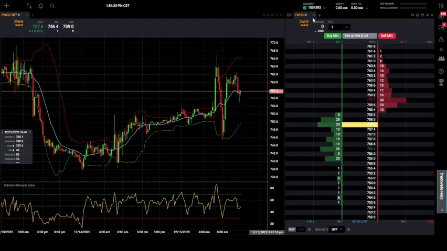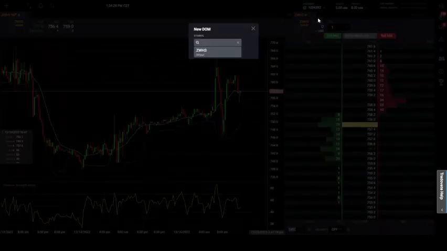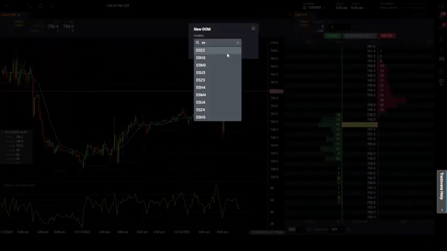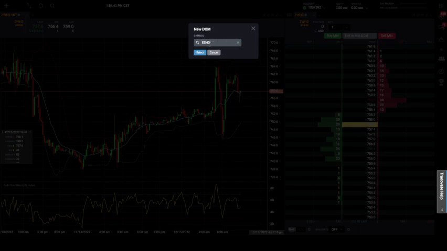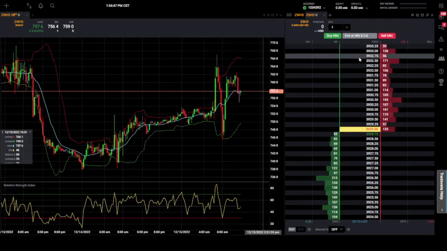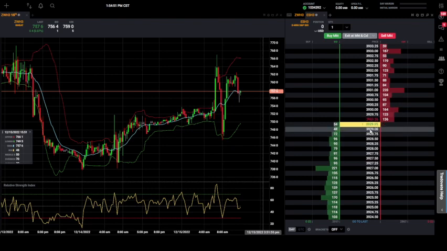So let's take a look at, let's add another one. I want the ES. This one here is December. Oh, it's also quarterly. That's interesting. We're gonna go with March again, just because December is gonna close out here in like a week. Okay, so this one is moving. You can see all the numbers are changing. So here's the last traded.